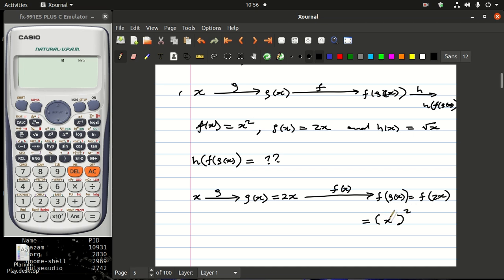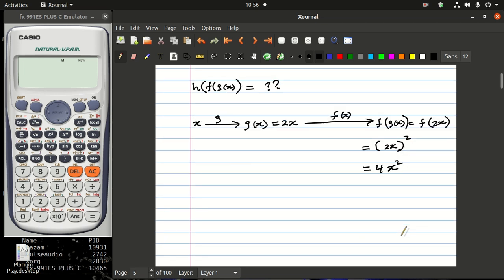So in the value of x, we don't have x here, we have 2x. So in this particular value here, I am actually going to have 2x, which means that this whole thing is going to be 2 squared, which is 4x squared. So we end up having that.